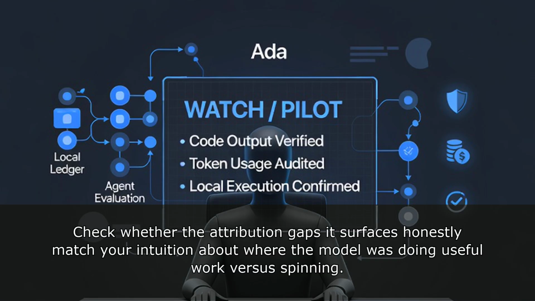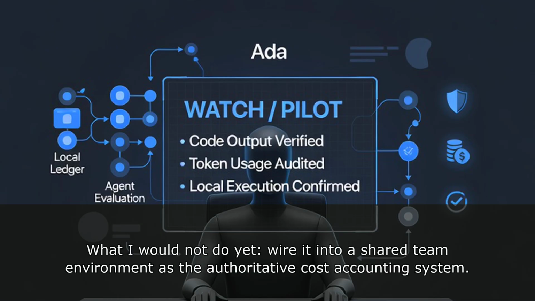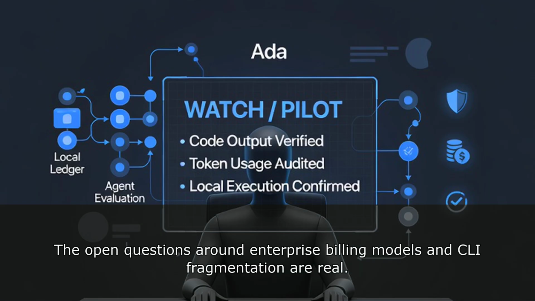What I would not do yet, wire it into a shared team environment as the authoritative cost accounting system. It's one developer's project at v0.5.1. The open questions around enterprise billing models and CLI fragmentation are real. Treat it as a diagnostic instrument, not a finance system. And keep an eye on how fast the log parsers track the underlying agent CLIs. That's the fragility point as OpenCode and others keep shipping.